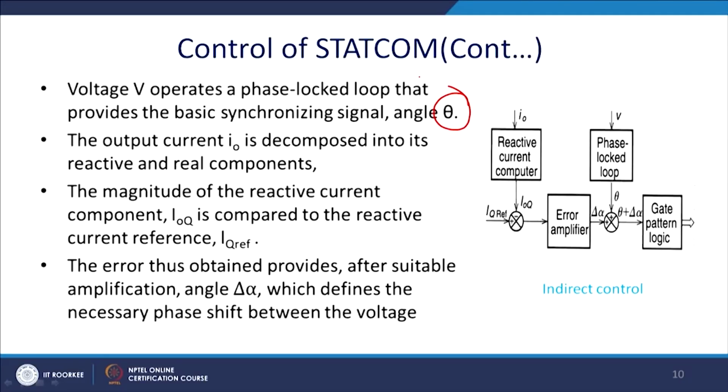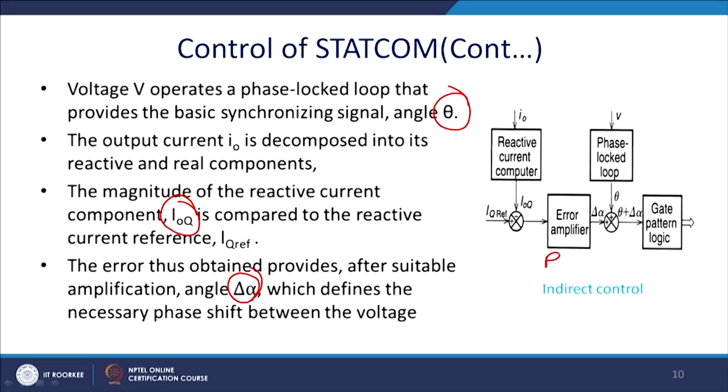The PLL gives you the information about theta. The output current is decomposed into two components, real and reactive components. The magnitude of the reactive component I0q is compared with the reactive component of the IQ reference. The error thus obtained provides, with suitable amplification, this angle.